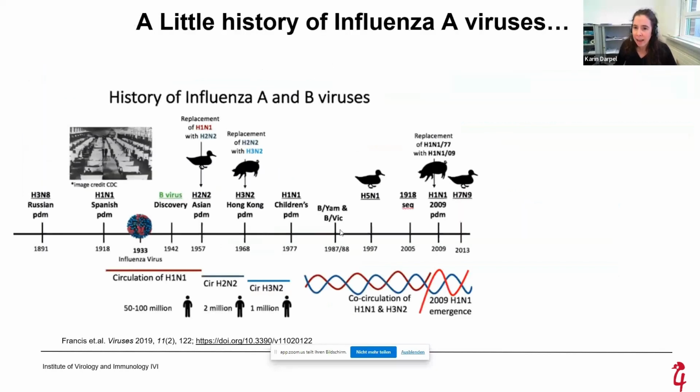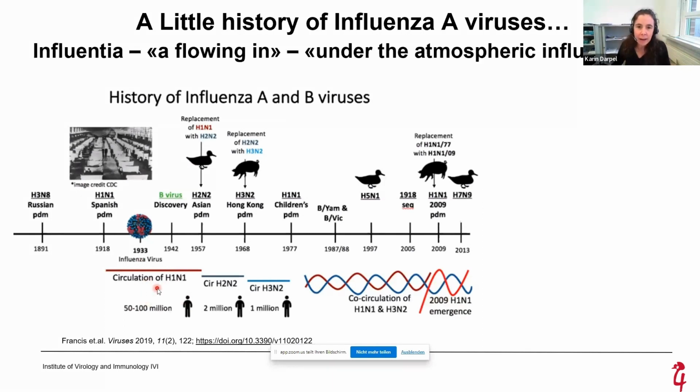Influenza A viruses are obviously also known as major pathogens of humans. Most notably, the outbreak of the Spanish flu H1N1, which is believed to have led to the death of 50 to 100 million people. And it was known well before the virus itself was actually discovered. This is where the name comes from, influenza, flowing in under the atmospheric influence, because people believed or felt that they were getting infected by something in the air.